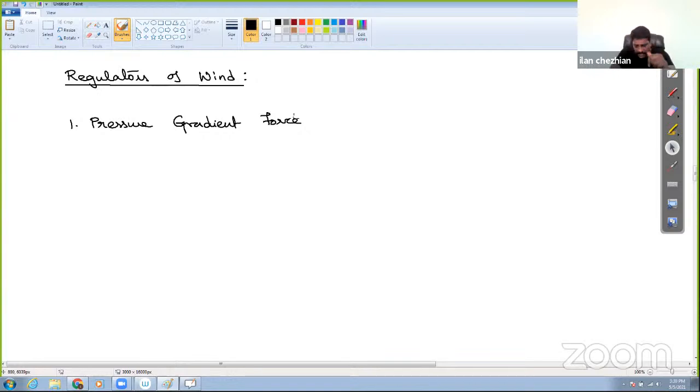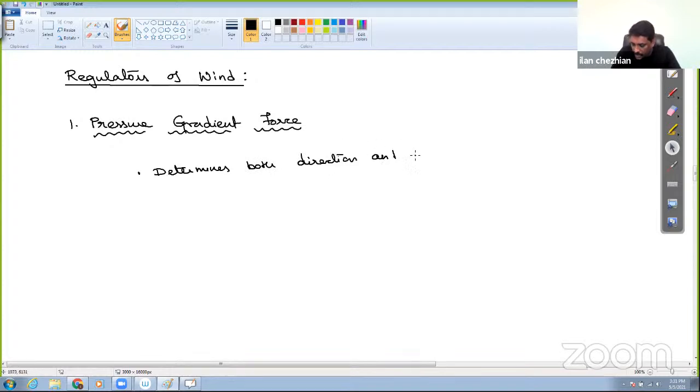Okay. Now finally, last sentence you can write, my friend. Pressure gradient force, very important. It determines both direction and velocity of wind. Very important, my friend. It determines both the direction and velocity of wind. Okay. So what is pressure gradient force?